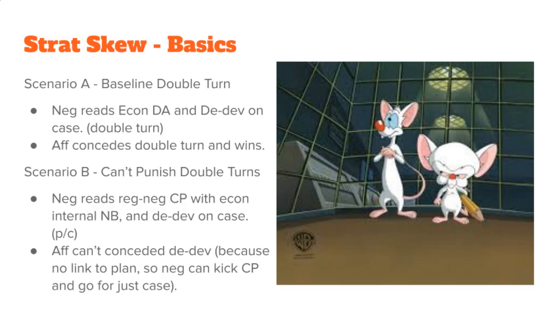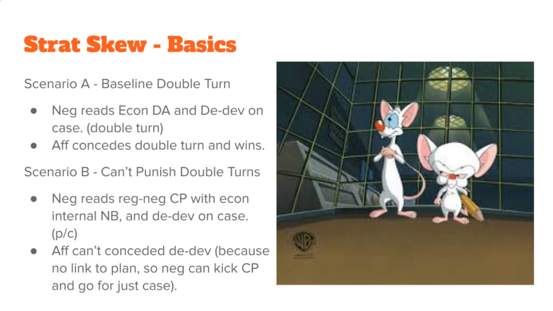And so the econ DA says growth is good. DDev on case says growth is bad. Obvious double turn. AF gets up, concedes the double turn, does weighing, wins the debate relative to the status quo. And so this is kind of the baseline scenario everyone should be familiar with in a non-world-based debate.